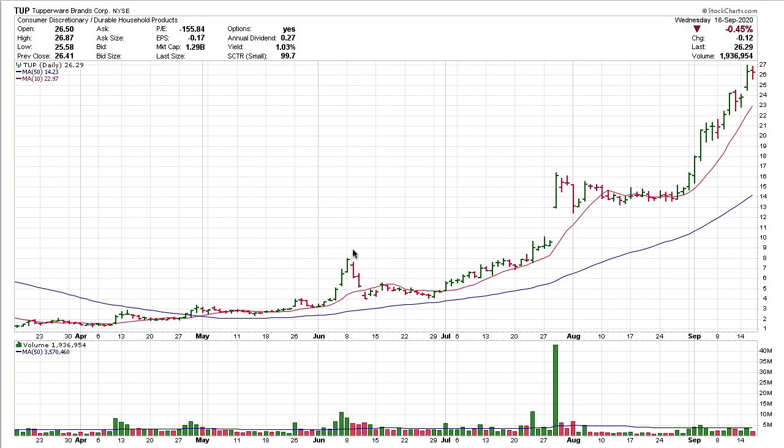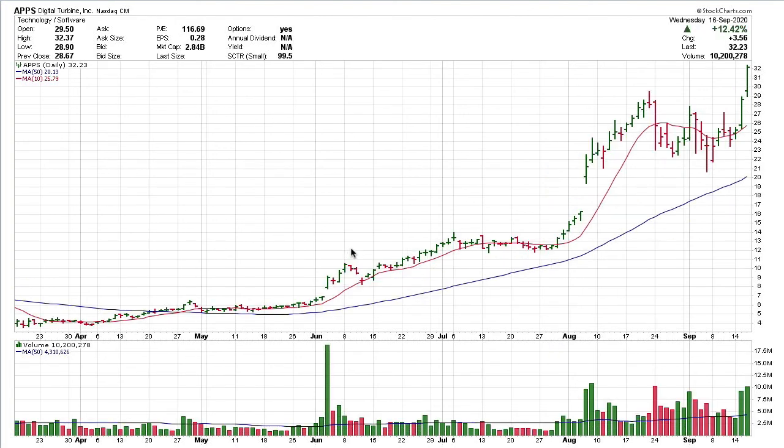All right, let's look at the top 5. These are just some of the stocks that we would notice that have shown unusual strength. Tupperware. I really don't know what the speculation is here other than people staying at home eating leftovers. But anyway, the stock's strong.